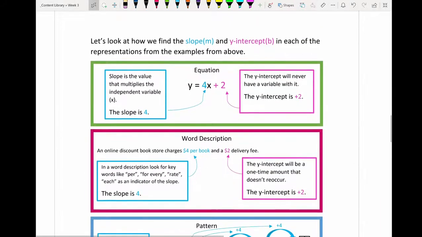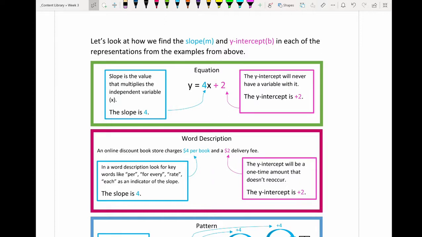Below here, it's a look at how we find the slope and the y-intercept in each of the representations. In those 5 different examples, how can we find the slope and the y-intercept, because those are the key things that we need to find. Again, regardless of the representation, the slope and the y-intercept should be the same if they're representing the same linear relationship.